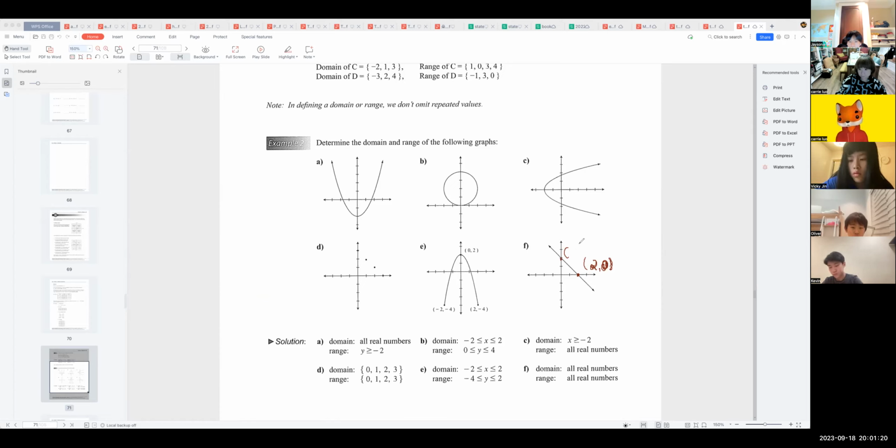2. X 在前面，y 在后面。 0, 2. Very good. 0, 2. Okay, so everybody, I want you to have a table again.